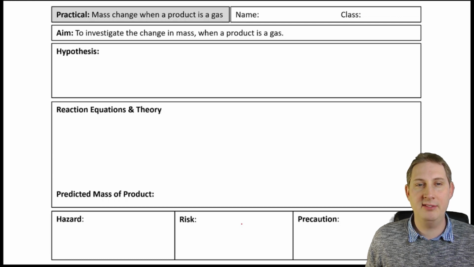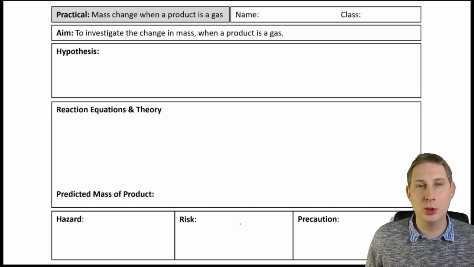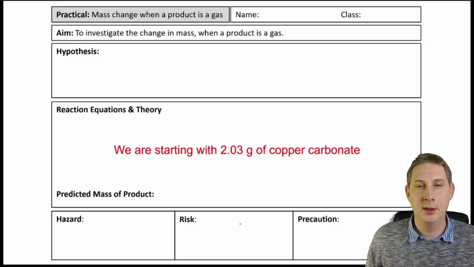Reaction equations and theory: we've gone through the equation, but what do you think the final mass of copper oxide product is going to be? As before, give at least one hazard, the risk, high, medium or low, and a precaution that we're going to take to mitigate that risk. You'll need to know that we are starting with 2.03 grams of copper carbonate. Based on this, what do you think the mass of copper oxide product will be? Now to watch the experiment. Take notes as necessary.